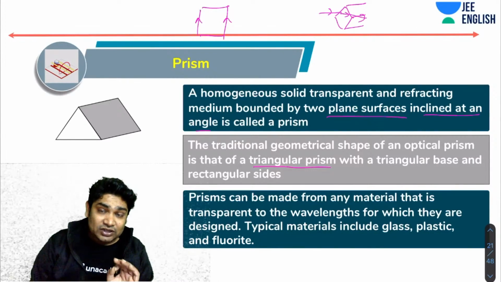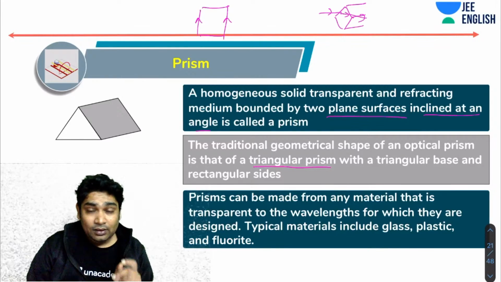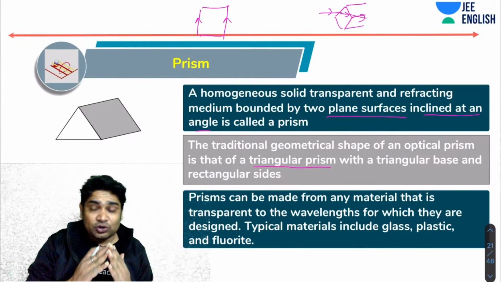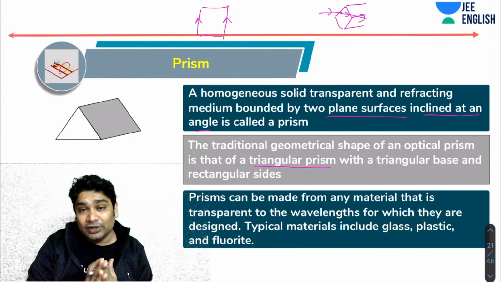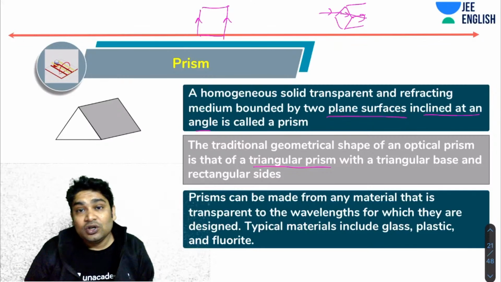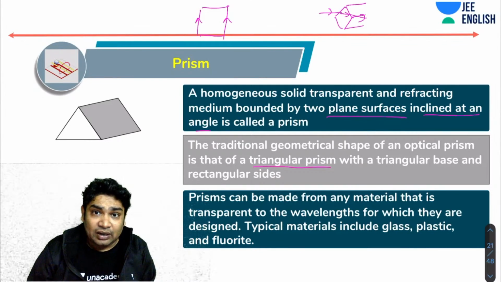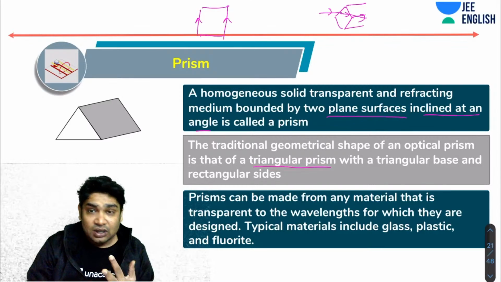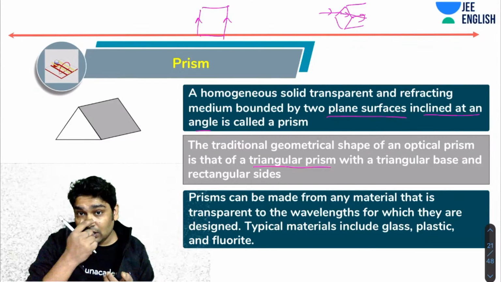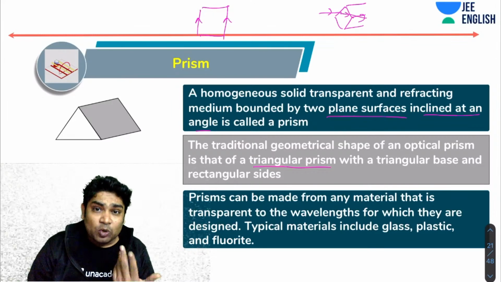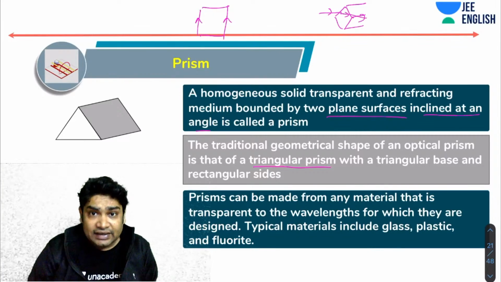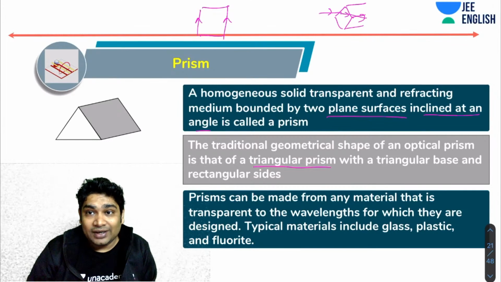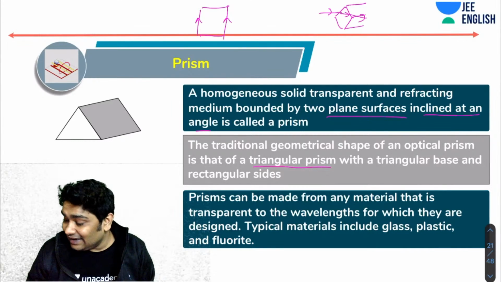The only condition for some refracting medium to be called a prism is that the two refracting surfaces should not be parallel to each other. So you can have many kinds of prisms: triangular, tetrahedral, pentagonal, even hexagonal. But more often than not, we mostly talk about triangular prisms. So traditionally, our prism is supposed to be of triangular cross section. It has a triangular base and rectangular sides.